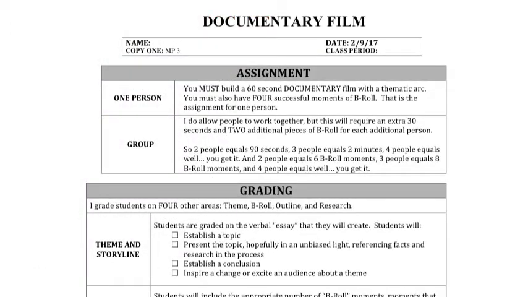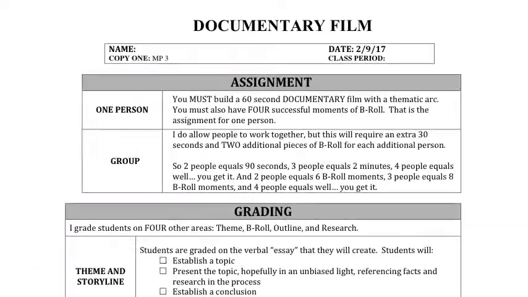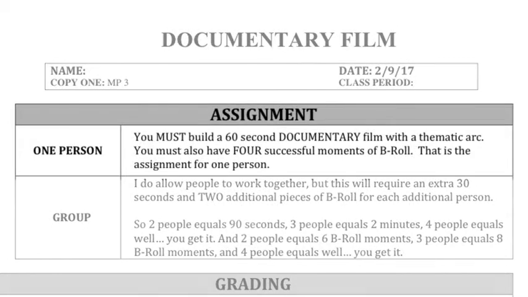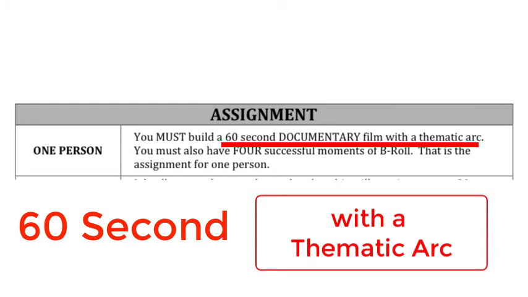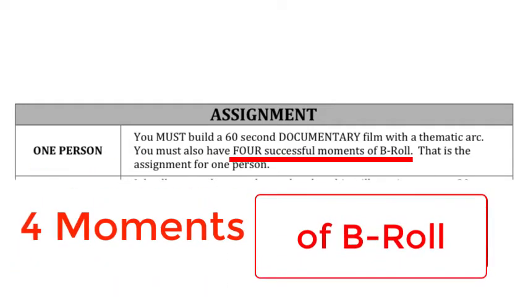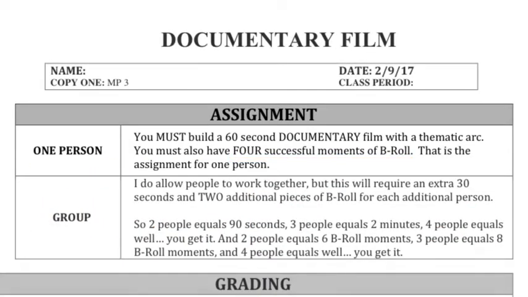A project you might do in my class is as follows. For one person, you must build a 60-second documentary film with a thematic arc. You must also have 4 successful moments of B-roll. That is the assignment for one person.